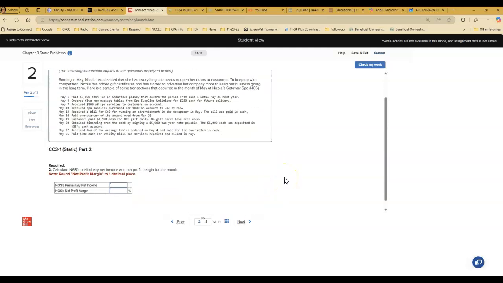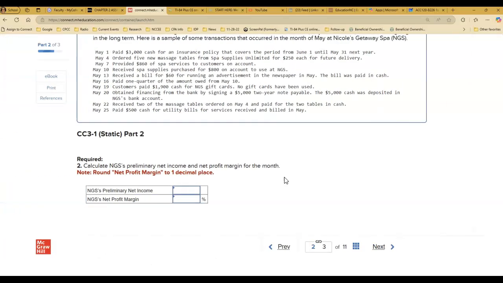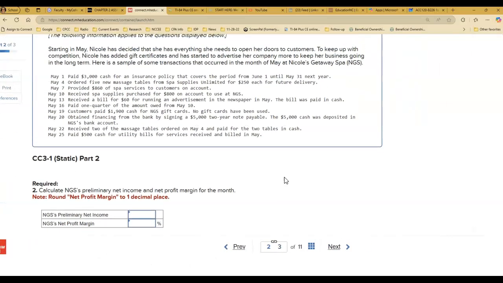Okay. Now, a couple of things to note here. One, it says, calculate Nicole's Getaway Spa preliminary net income and net profit margin for the month. All right. So the preliminary net income is a dollar amount, revenues minus expenses. And then the net profit margin, you remember how to get net profit margin? It's net income. Good. Net income divided by revenue to get your percent of what percentage is left over after every dollar of sales. Okay?